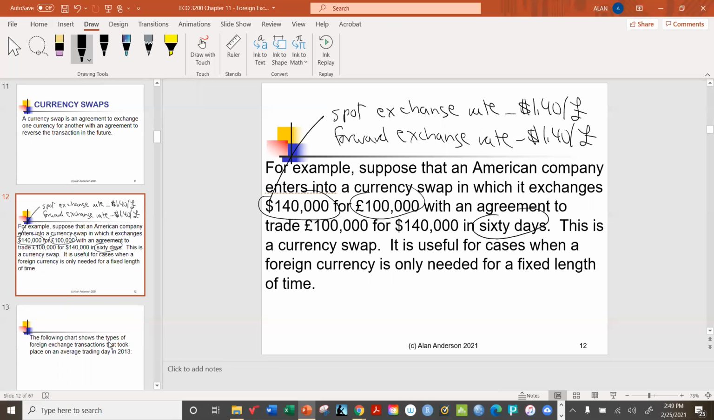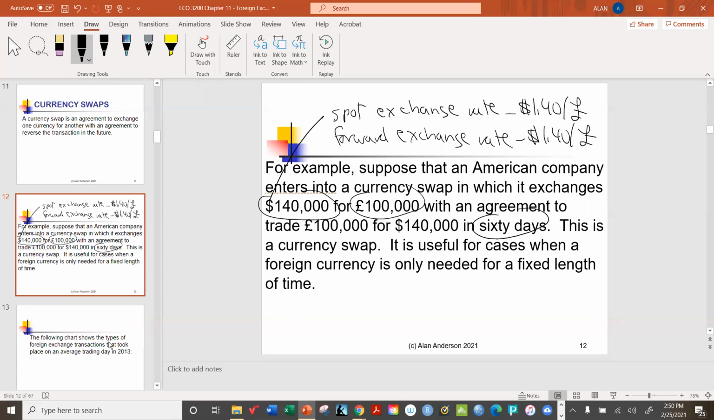Suppose you're going to London for a week and you know you have to buy pounds now, but you'll have to sell your pounds back for dollars when you get back. It means that with a transaction like this, you can not only buy the pounds now, but lock in the price at which you can sell them back when you get home. So that would be an example of a currency swap.